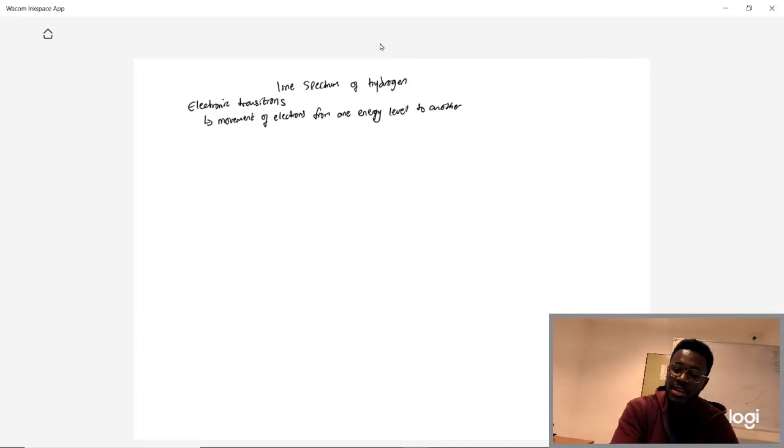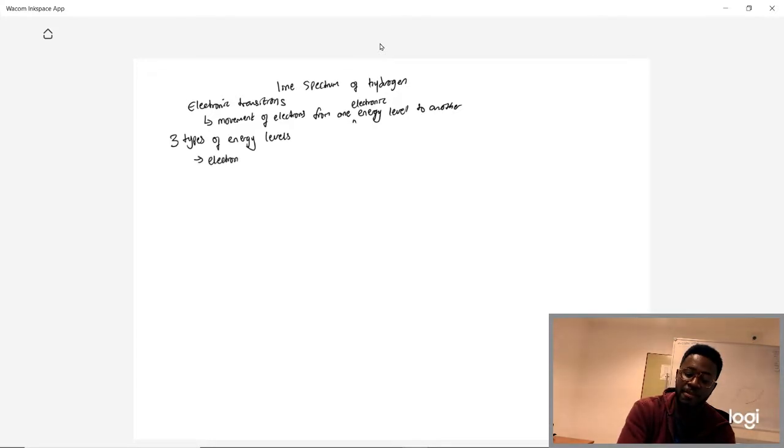We have other types of energy levels, so we have to specify it. From one electronic energy level to another, we actually have three types of transitions, so three types of energy levels. Can you tell me the three types of energy levels? The first one is electronic energy levels. That is the number one we know in chemistry. We have the rotational energy levels, and we have the vibrational energy levels.